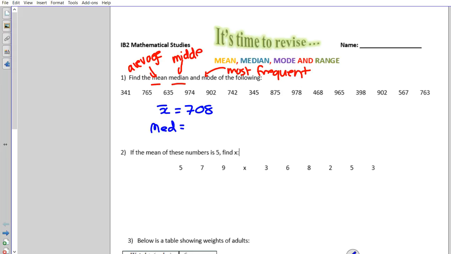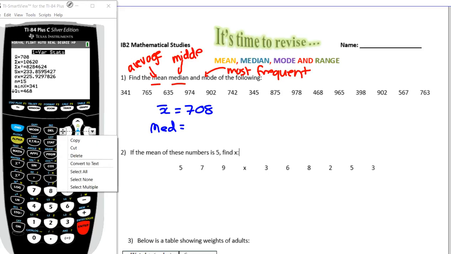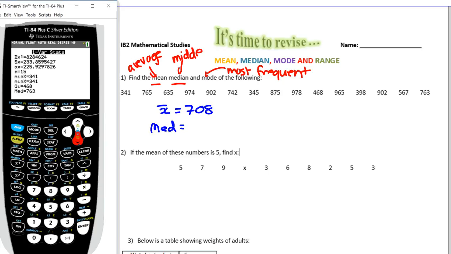Median, to find the median, it's just further down. See, lower quartile is Q1. The sigma x is 225.9, that's your standard deviation, but it didn't ask for that. So median 763, there it is. The upper quartile is 902 if you wanted that.